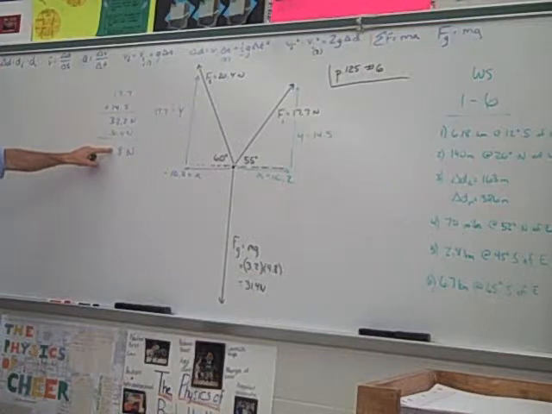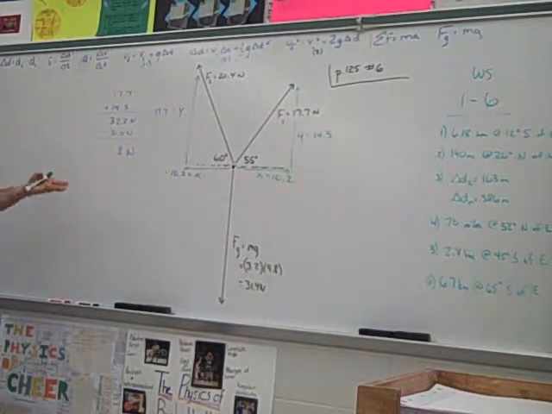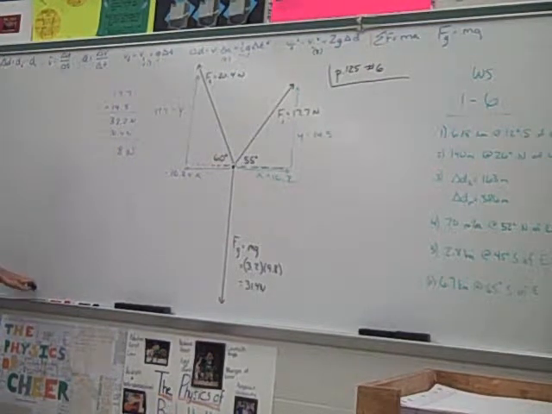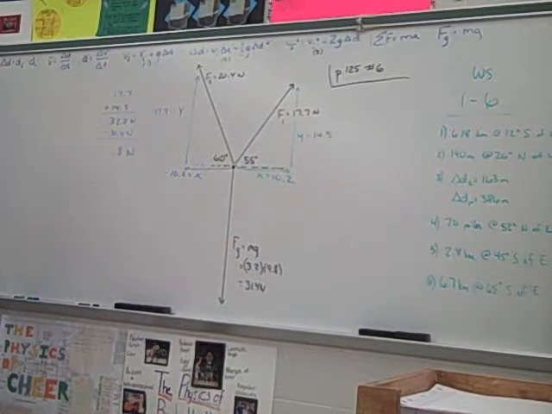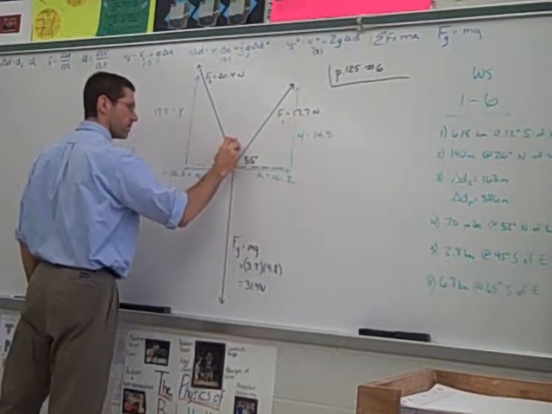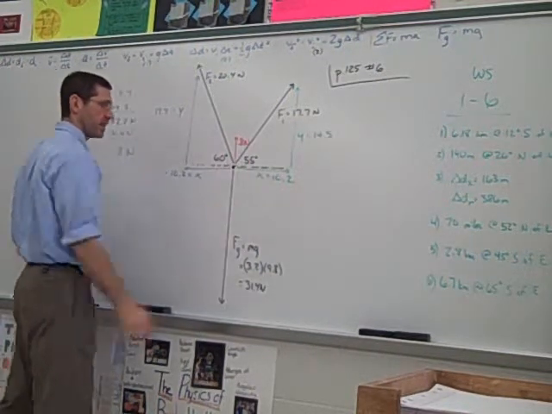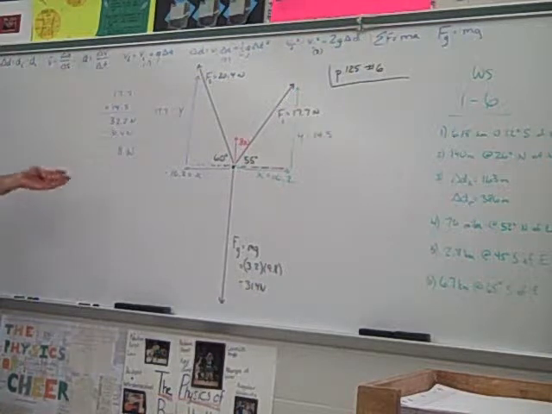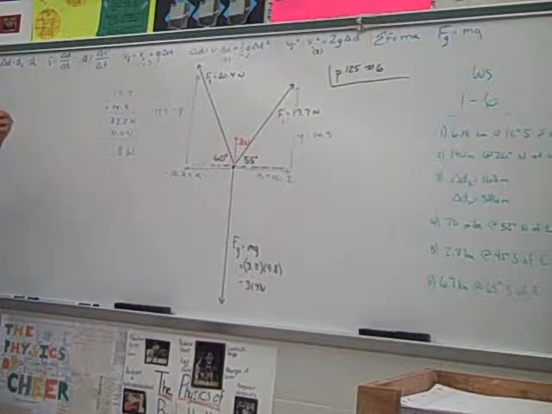So 0.8 newtons is our y component. 0 is our x component. Does that make sense? So if I were to draw this net force on here, it would be 0.8 newtons up. That is the net force. And we found that by doing the component method. We didn't draw them tip to tail. We just made the triangles.